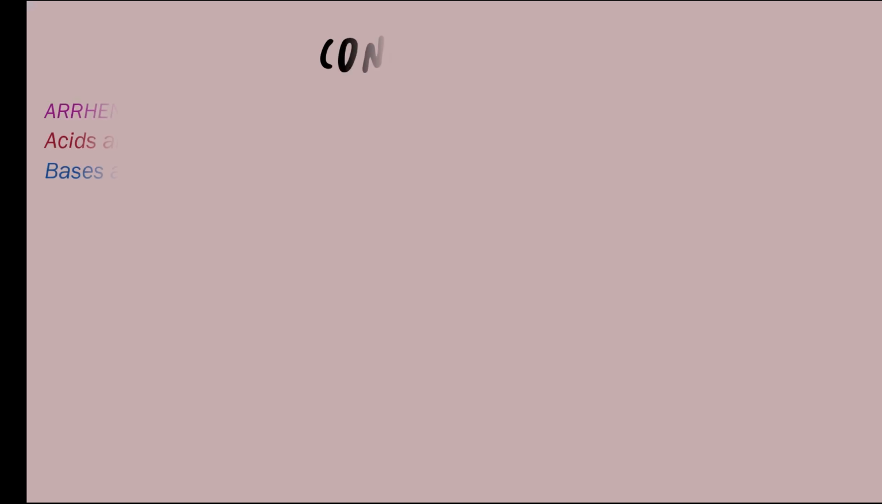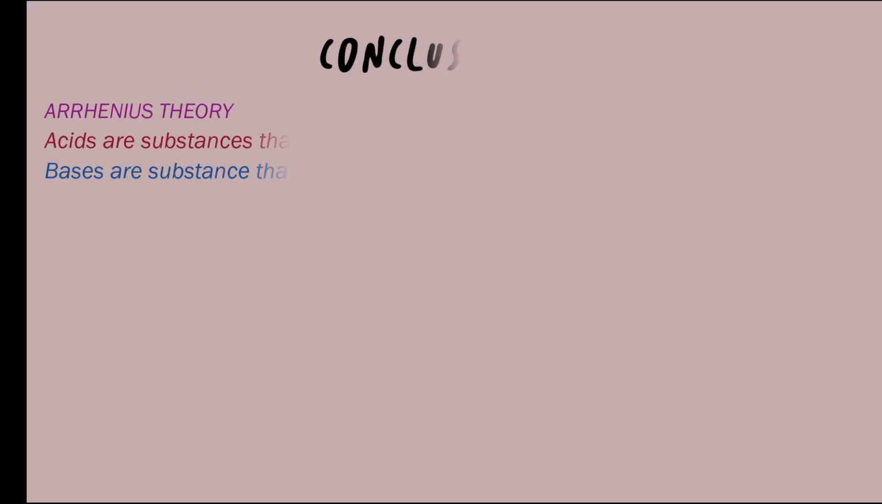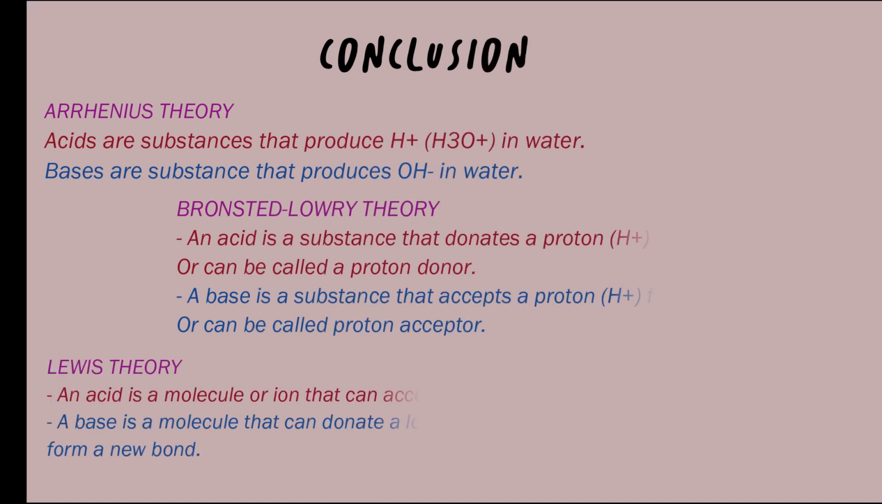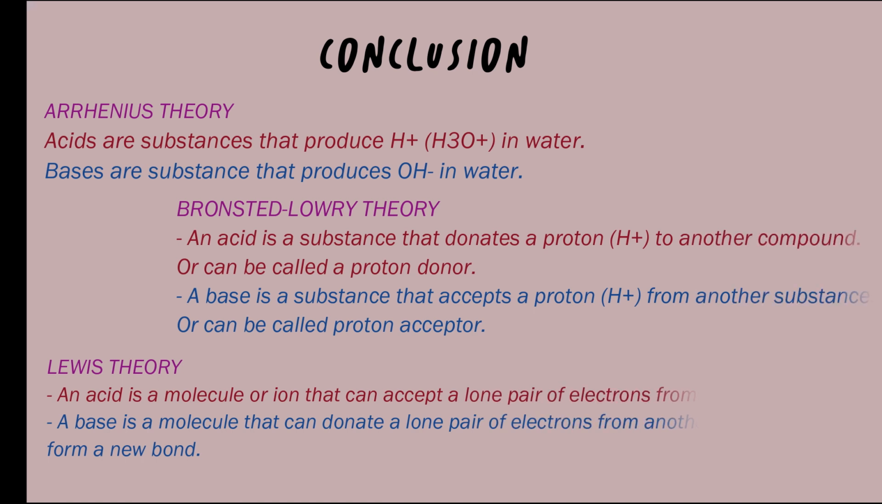Let's repeat again about the three theories of acid and base that we have learned. The first theory is Arrhenius theory. Acids are substances that produce H+ in water, while bases are substances that produce OH- in water. The second theory is Bronsted-Lowry theory. An acid is a substance that donates a proton or H+ to another compound, or can be called a proton donor, while a base is a substance that accepts a proton from another substance, or can be called a proton acceptor.